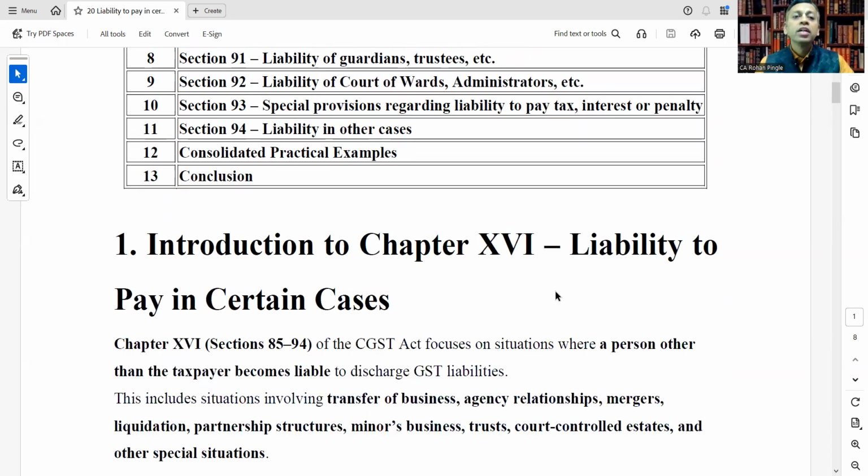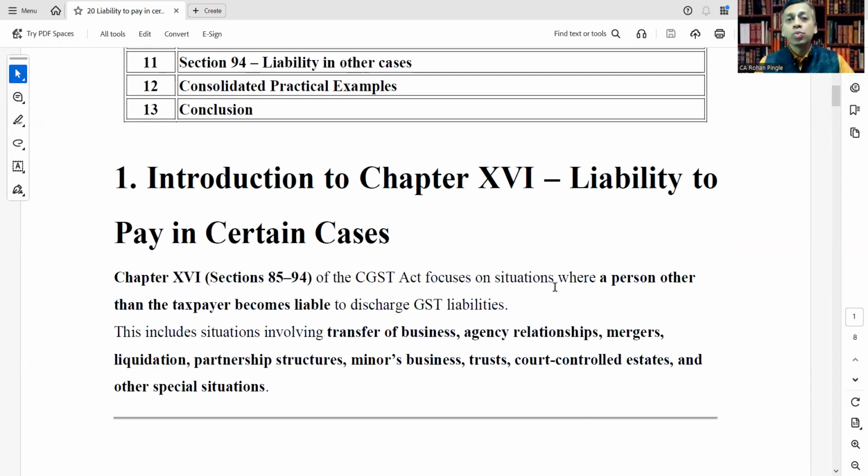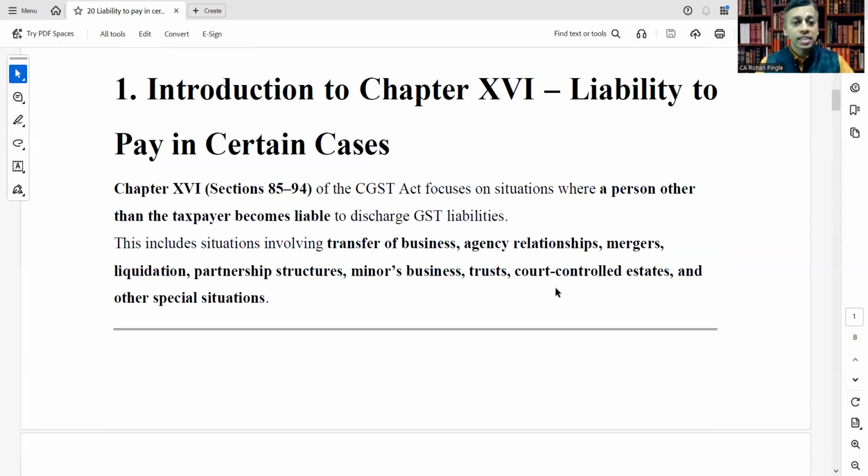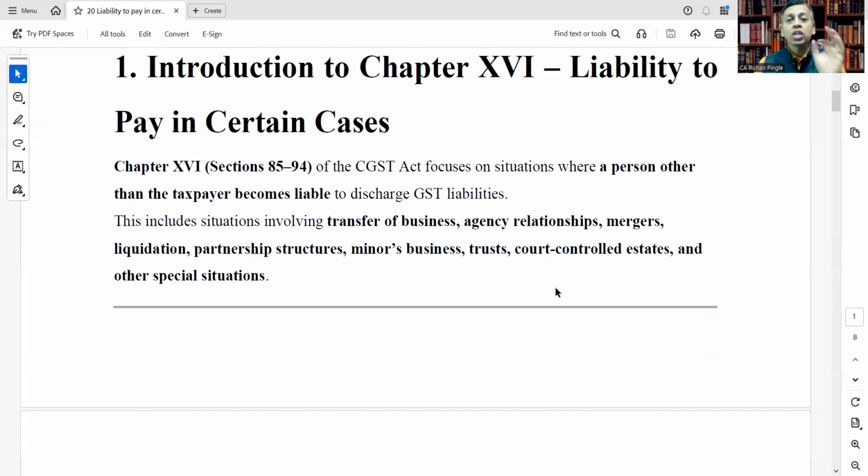So let's start. Chapter 16 deals with liability to pay in certain cases. Sections 85 to 94 of the CGST Act focus on situations where a person other than the taxpayer becomes liable to discharge GST liabilities. That is the important part of it.